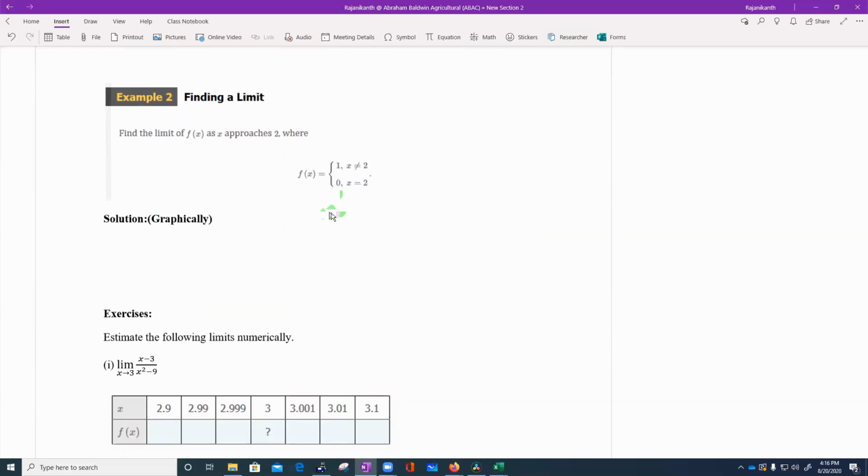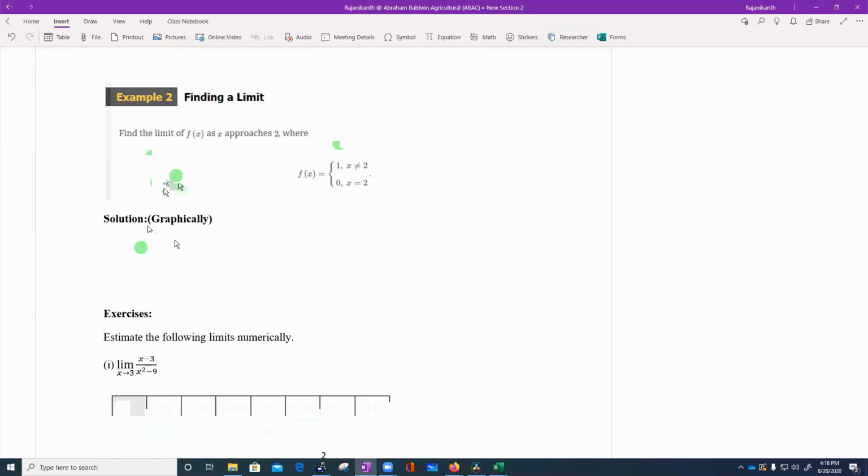This is a very good problem. Have you tried this problem, any one of you? I have, yes. Have you got the answer? I got 1. You got 1. That's very good. That's good. So let me explain this.